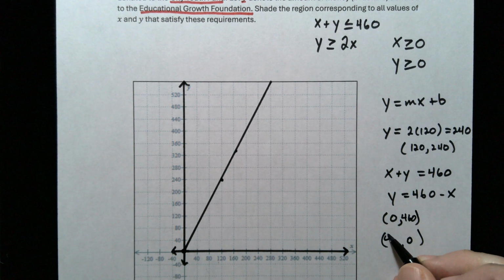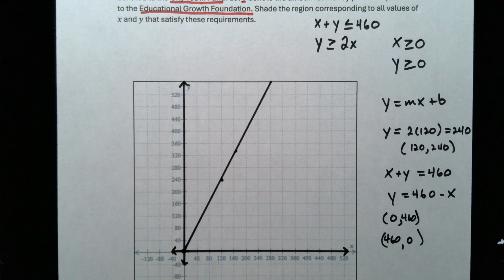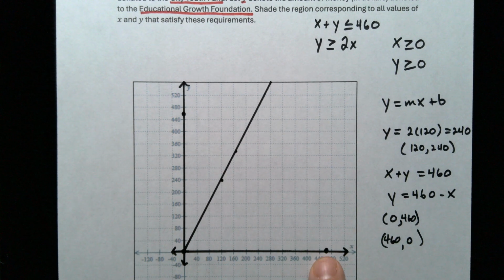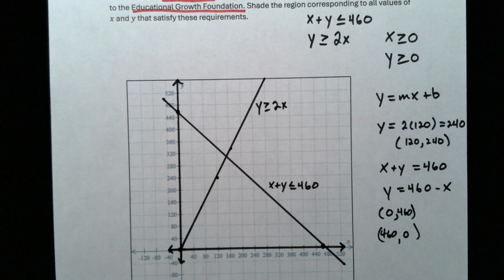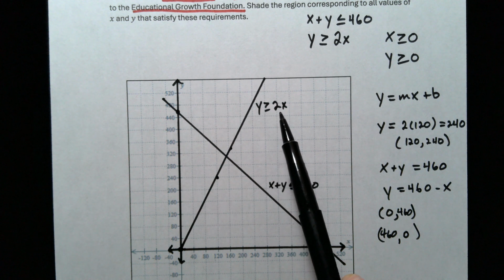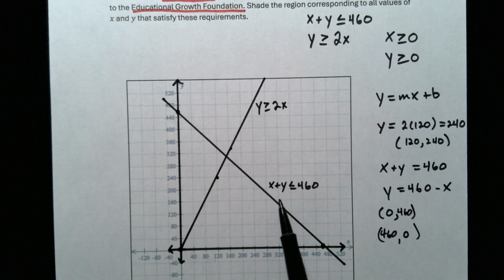Okay, so those are the two intercepts, which makes this easier to graph. So let's plot those points. There they are. And now I'm going to connect the line. Okay, there's the line, and I've labeled the graphs. This is y is greater than 2x, and this is x plus y is less than 460.